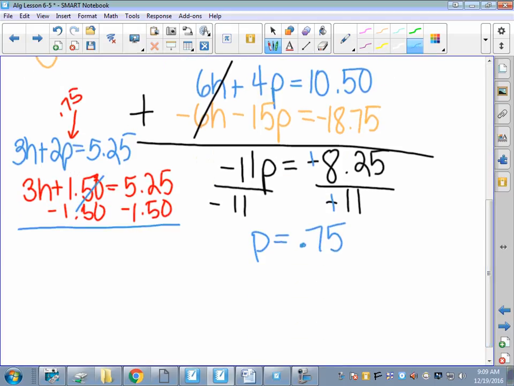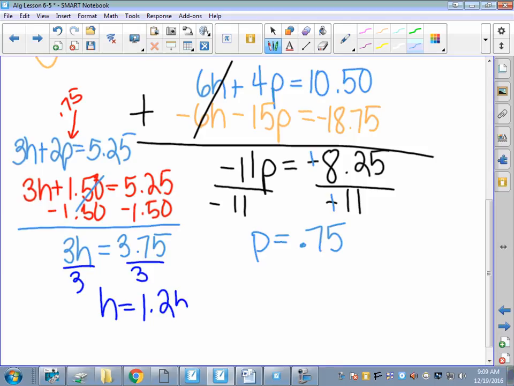So 3 hot dogs should cost us $3.75. So 1 hot dog should cost us $1.25.